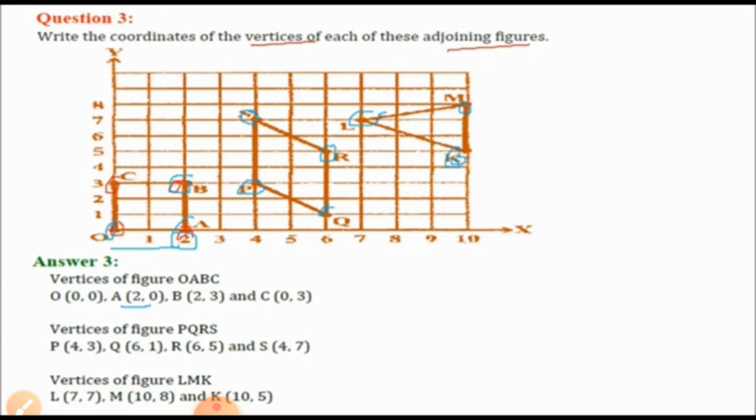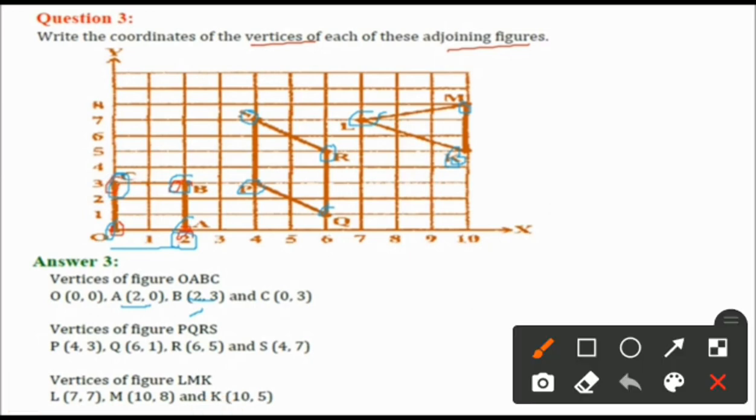C. What is C? X is 0 and Y is 3. Is it here? Y is 3. Okay. What about P? Yes, P is here. My P is here, beta. P means X is 4 and Y is 3. 4, 3. Is it here? Clear? Very good. What about Q?